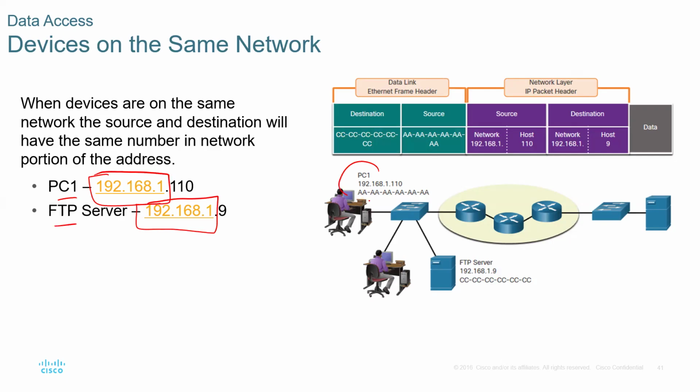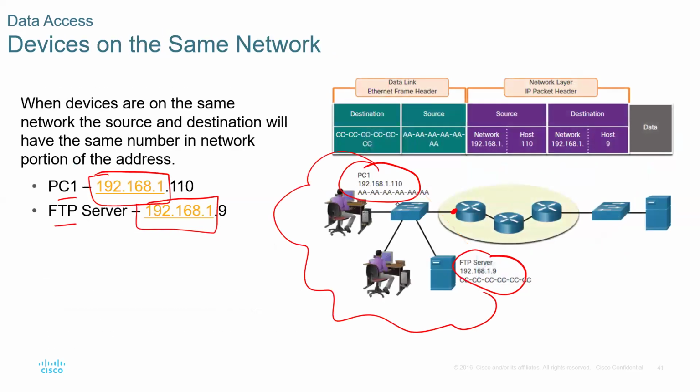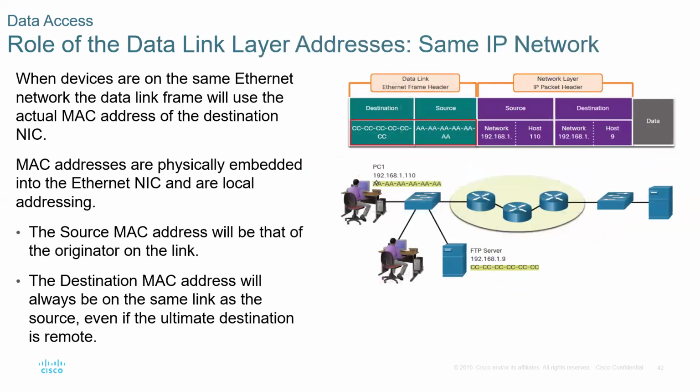So we are looking at the PC IP address and the server IP address. Since the router interface and this one are in the same network, they are in the same network, meaning the prefix will be the same. The leftmost part of the address indicates the network group of which the IP address is a member. Each LAN will have the same network portion, meaning the prefix, these first three digits, are the same.